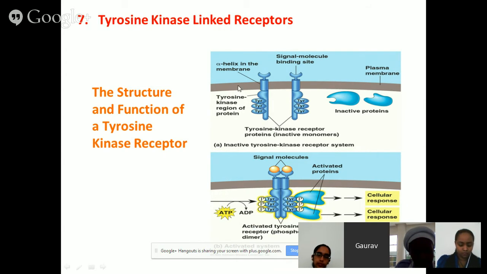This tyrosine kinase linked receptor has two monomers, each monomer having three tyrosine kinase regions of proteins, with binding sites where the molecules bind. After binding of molecules, they will produce dimers and cause phosphorylation. Due to the phosphorylation, this inactive protein will become active, and after activation they will produce different types of cellular responses. That's called a tyrosine kinase linked receptor.